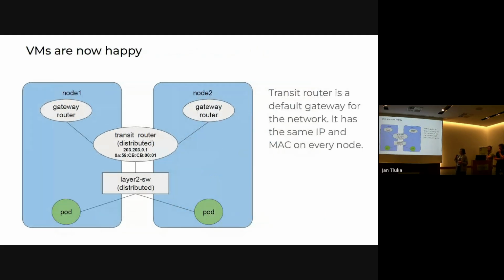So VMs are more happy now because that transit router has the same IP on all the nodes and the same MAC address. So the default gateway for all VMs is the same, no matter on which node they end up. So no extra router advertisements or anything, trying to clean all that up.